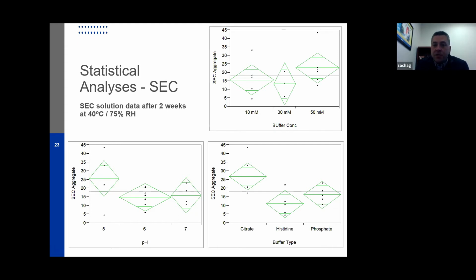First, let's look at buffer concentration. There was a slight effect. If you increased to 50 millimolar, when compared to 10 and 30, we see more aggregation. And that's pretty common. You don't really need to go above, let's say, 20 to 30 millimolar in concentration of your buffers. Now let's look at buffer type. Here, histidine and phosphate seem to be much better with reducing aggregation than when compared to citrate. Next, pH. Decreasing the pH to 5 led to more aggregation. So now that helps us narrow in on our range of acceptable pH.